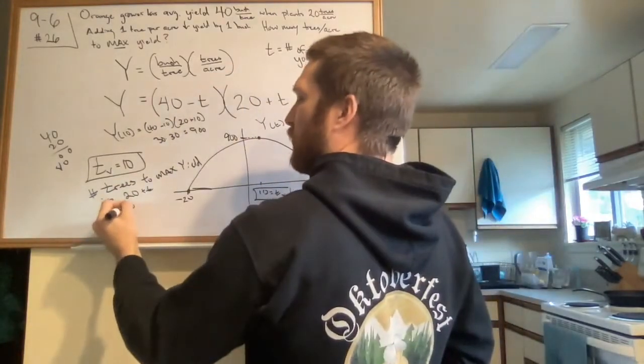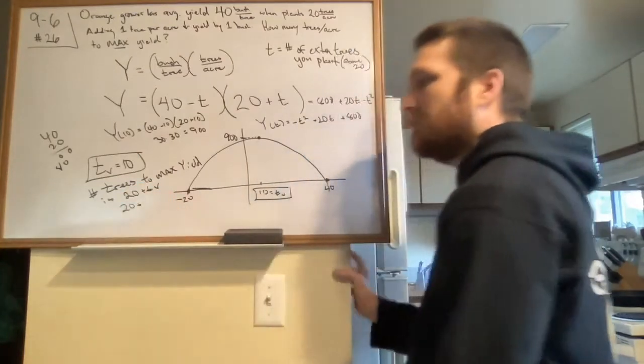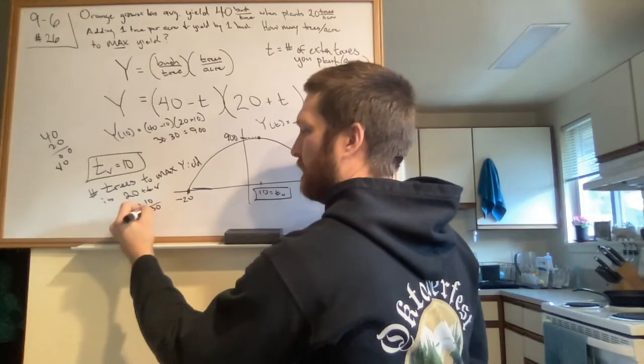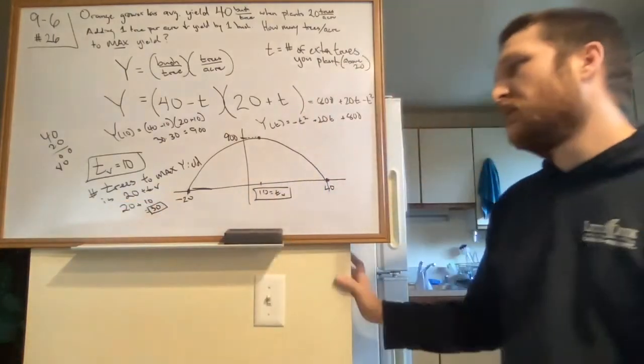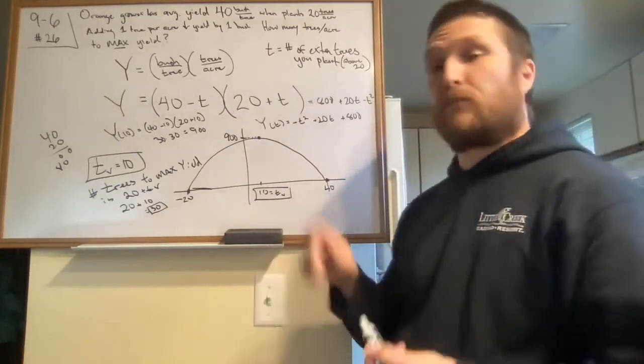And so 20 plus the t that we found, right? 20 plus t would be 20 plus 10, which is 30. Right there. So either way you do it, you should end up with 30. You should not end up with 10.